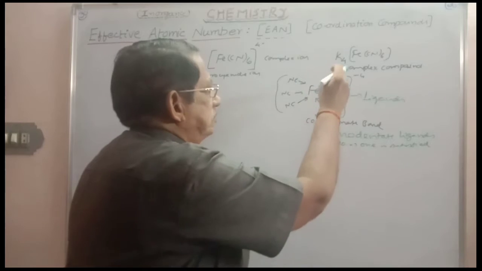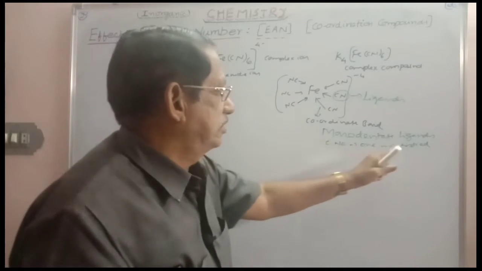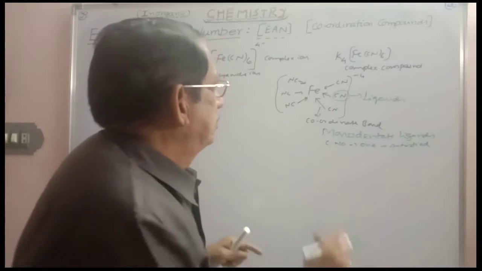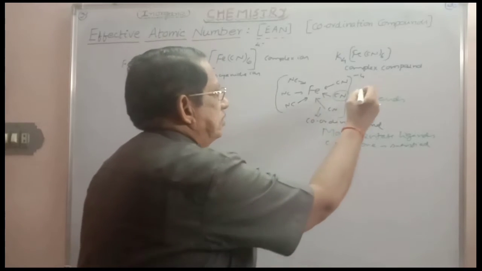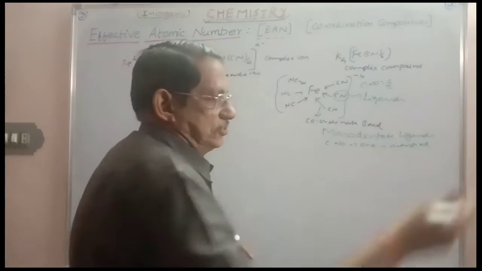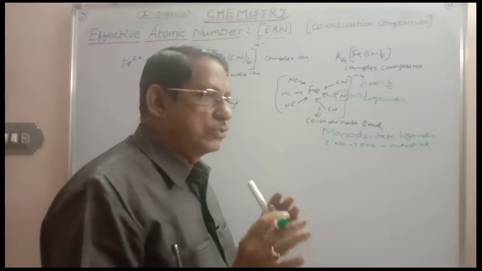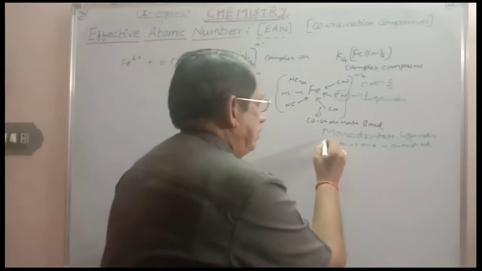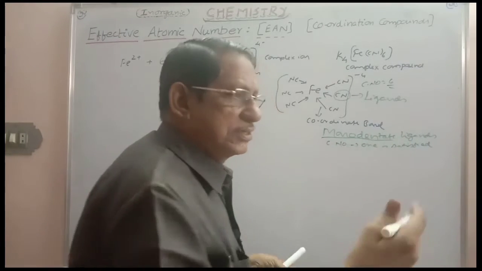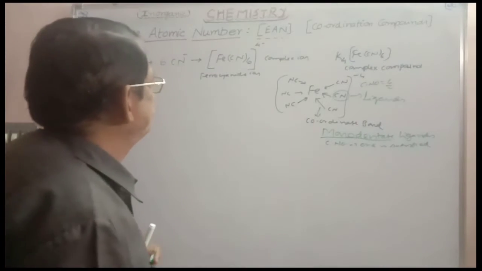There are 6 coordinate bonds. Every cyanide ion is satisfying only one coordination, and that is called coordination number. And what is the coordination number here? The coordination number is equal to 6, that means there are 6 monodentates. In this we will consider at present only monodentates for the consideration of effective atomic number. Later we can consider, of course, many dentates. Okay.